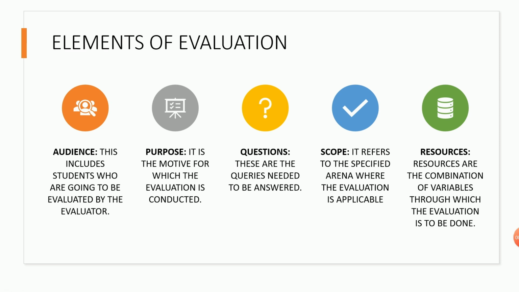Next, scope. Scope here means evaluation can be done in many ways, in many aspects. So what type of subject or what content you are going to evaluate. We have CIA 1, that is class internal assessment 1, and class internal assessment 2. So for CIA 1 we would be having 2 units or 2.5 units.